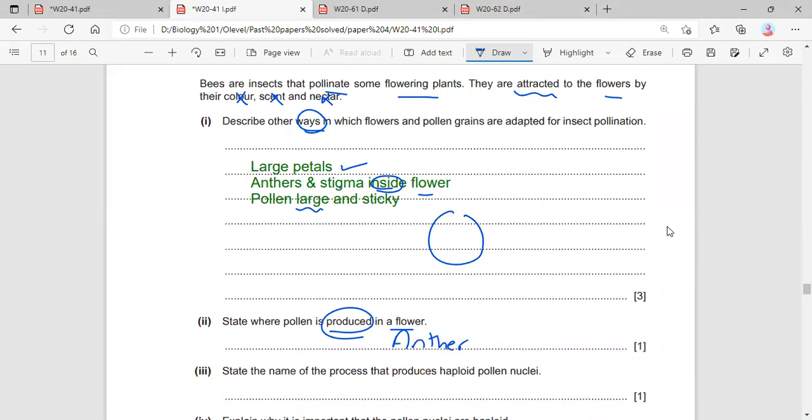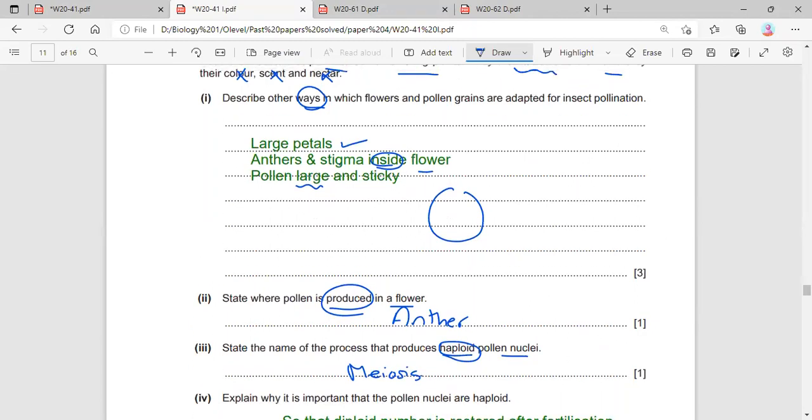What is the name of the process that produces haploid nuclei? Haploid nuclei means that it contains one set of chromosomes, which is half the number of normal chromosomes. The cell division that does this is meiosis. Meiosis.